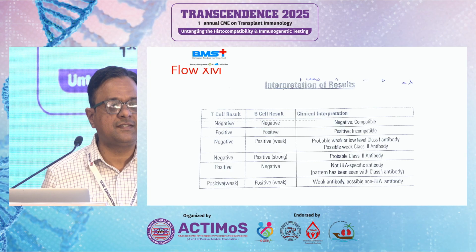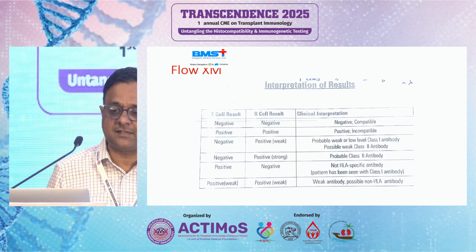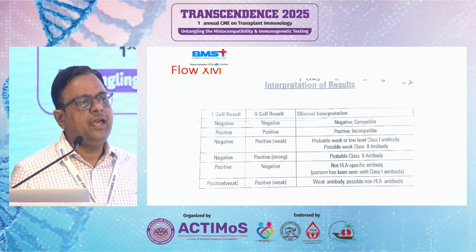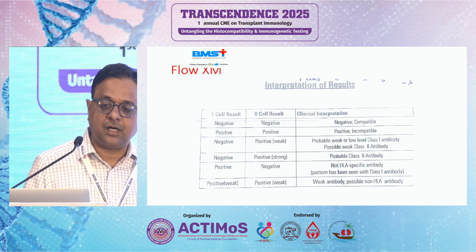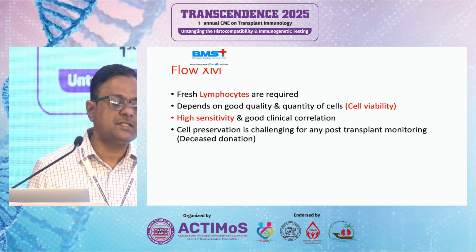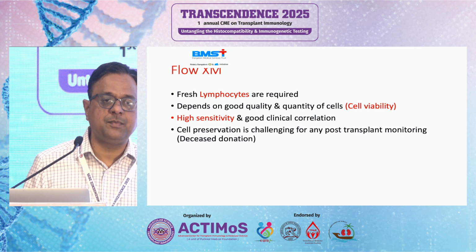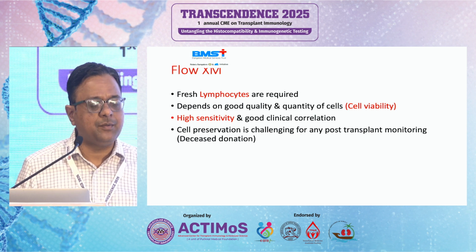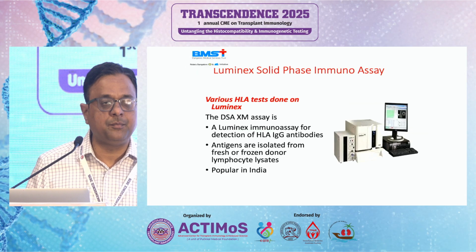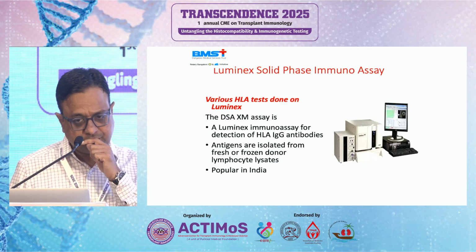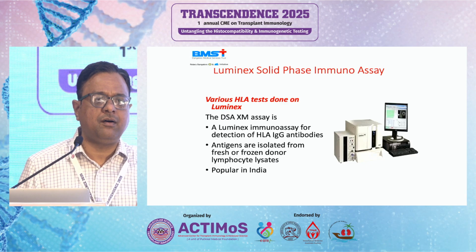If both are positive, we say the cross match is positive, and the patient has some donor specific antibody. And if only B cell is positive, it means the patient has class 2 antibodies. This is how we interpret the flow cross match. As I mentioned, the sensitivity of flow cross match is much higher than CDC cross match. So it is advised to do CDC and flow cross match together to get better information for the transplant.